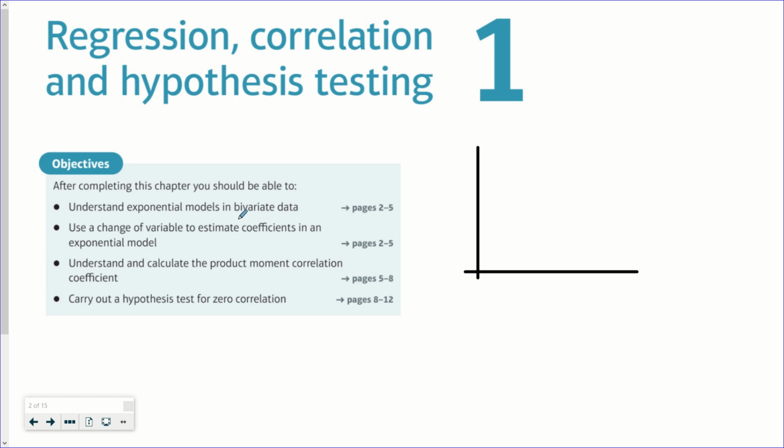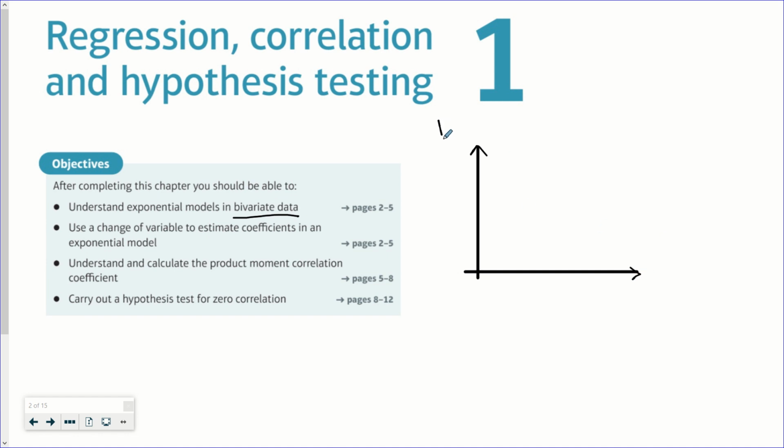This is the first chapter in Year 2 Statistics, and it's all about bivariate data. Bivariate data means data with two variables in it. So you're already familiar with bivariate data because you will have plotted a scatter graph before.